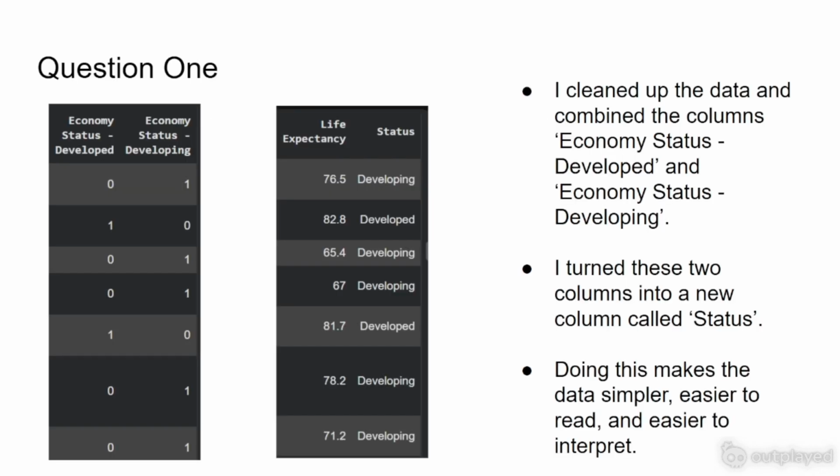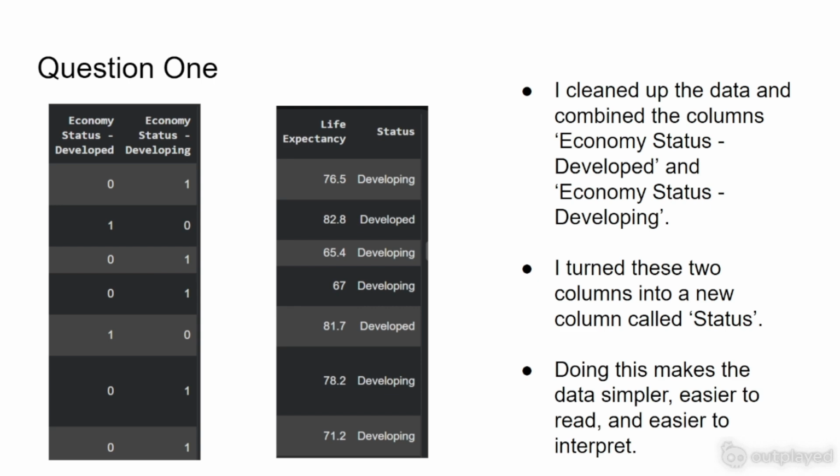For question one of the project, we looked at cleaning up the data table. Originally we had two columns called economy status developed and economy status developing. The goal was to combine these two columns into a new column just called status.